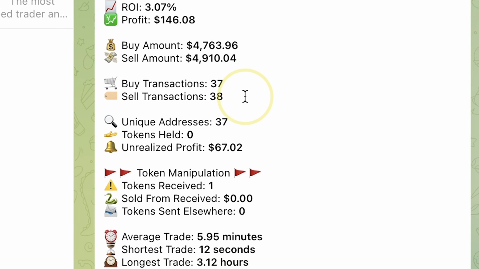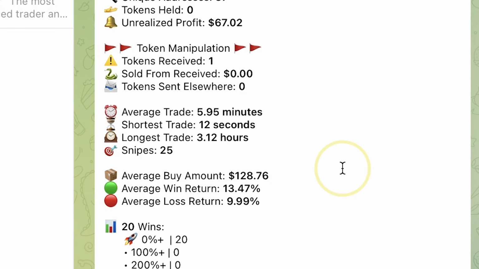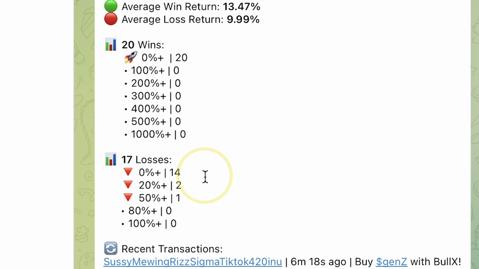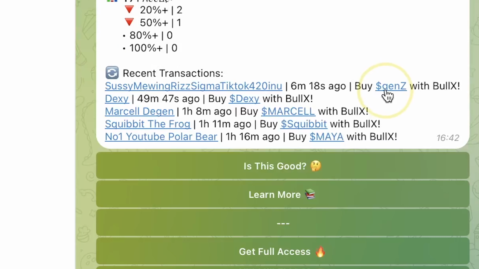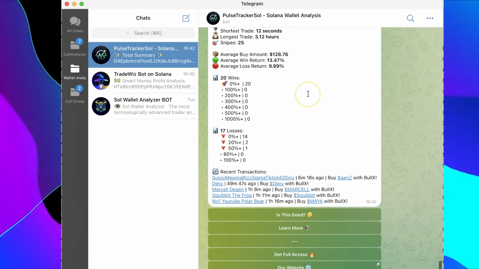Number of tokens bought, number sold, unique addresses, unrealized profits, average trade 595 minutes. You can see the shortest and the longest trade, average buy amount, average win rate, average loss return. Past 20 wins, 20 of them just did above 0%. Past 20 losses, you can see the breakdown of all this. So this wallet from this particular bot is not a good wallet to copy.